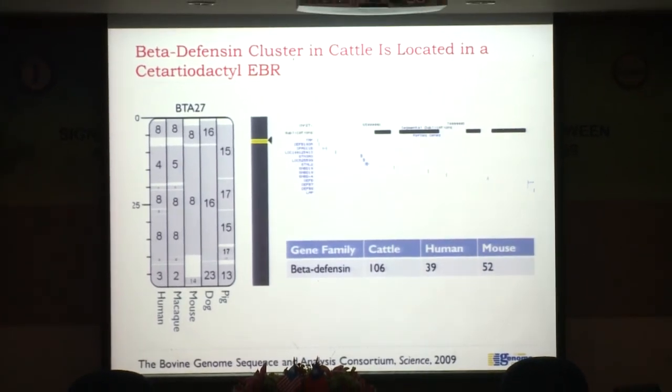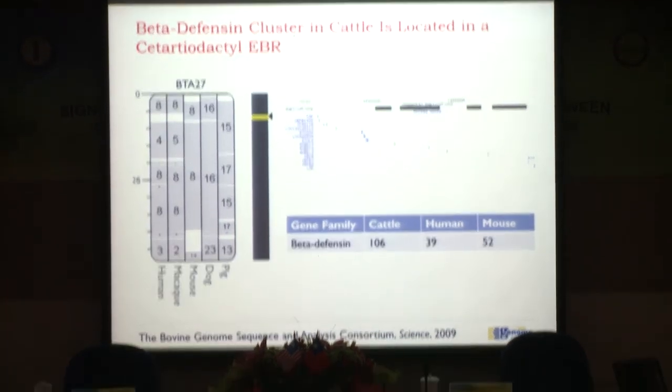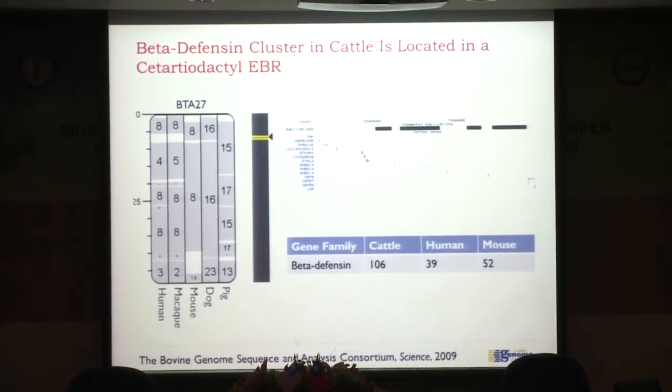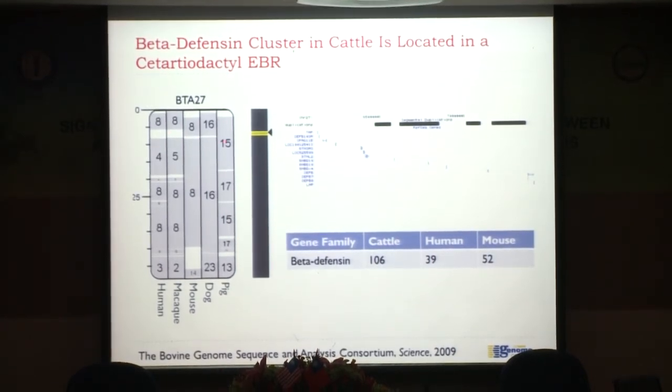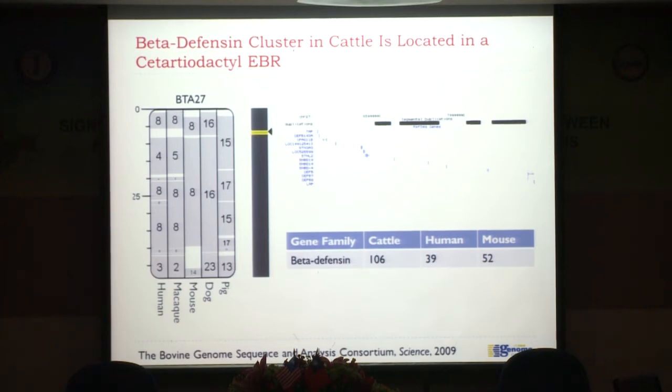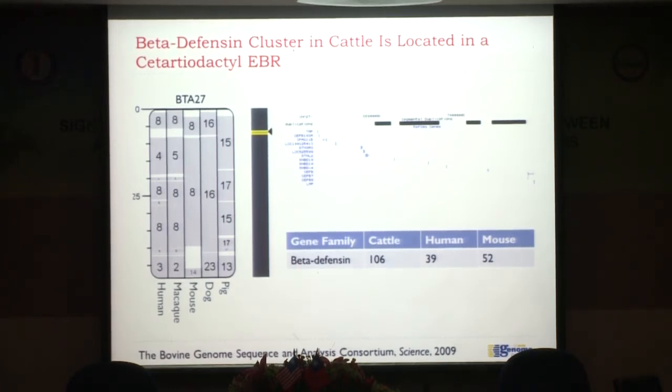And here's a very nice example of a gene that's very highly associated with an adaptive response. It's the beta defensin gene cluster. These are very highly charged antibacterial proteins. This one is located on cattle chromosome 27 at this cattle-specific breakpoint. And if you look at the copy number, so this is, again, a segmental duplication that is increasing the copy number of this gene. Cattle have 106 copies of beta defensin, where the human genome has 39 and the mouse genome has 52. And you say, well, why is that?